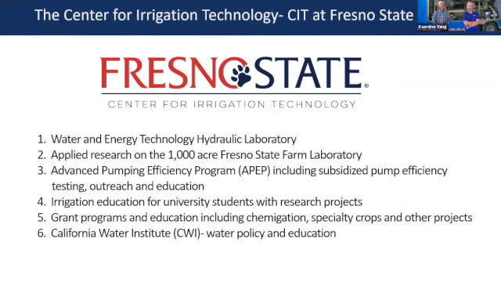Our primary goal for the Center for Irrigation Technology is 3 pillars: research, education, and testing. Again, we've been doing these for the last 40 years. We have a lot of grant programs and education, which focus on different topics such as chemigation, specialty crops, and also working with disadvantaged and hard to reach growers. We have sister organizations such as the Water Energy Technology Incubator, and they focus on business development and research and development. When we help them with the research and development portion of that, we test the equipment in our laboratory.